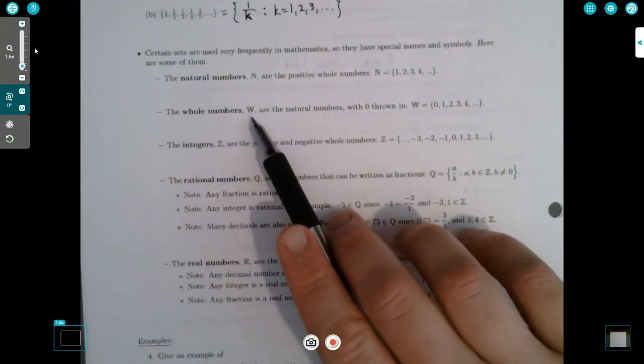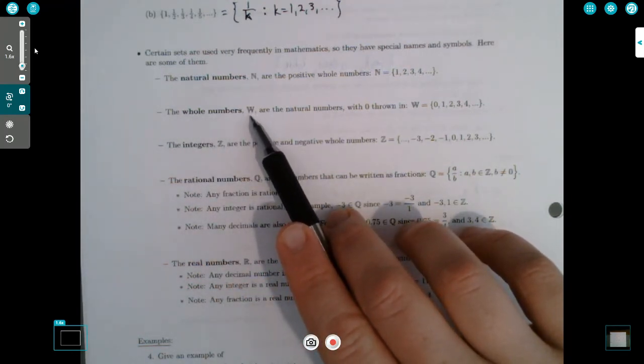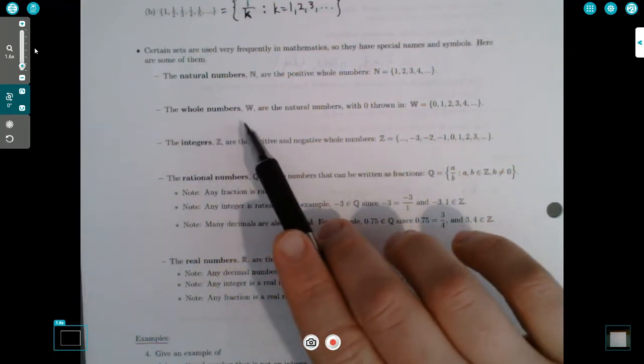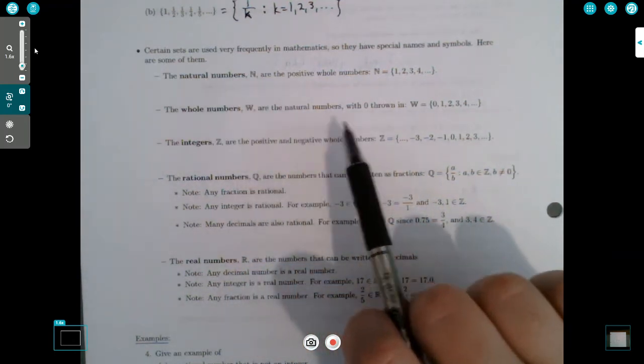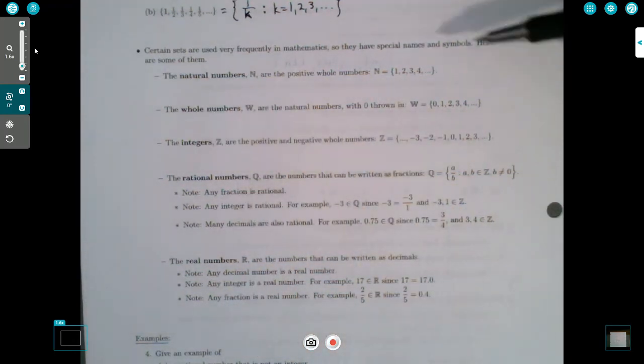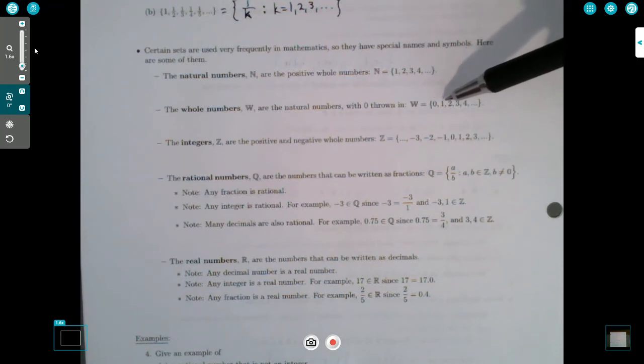The whole numbers, W, also get that kind of double stem. So the whole numbers W are just the set of natural numbers, but with 0 thrown into the mix. So the whole numbers are 0, 1, 2, 3, 4, 5, 6, 7, 8, 9, 10. So it's 0 and then all of the positive whole numbers.